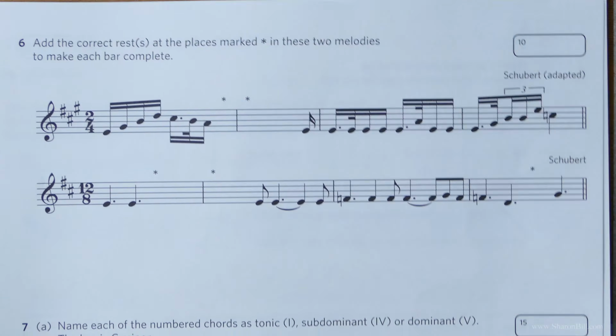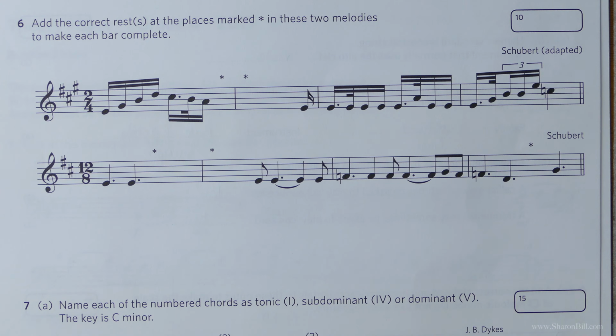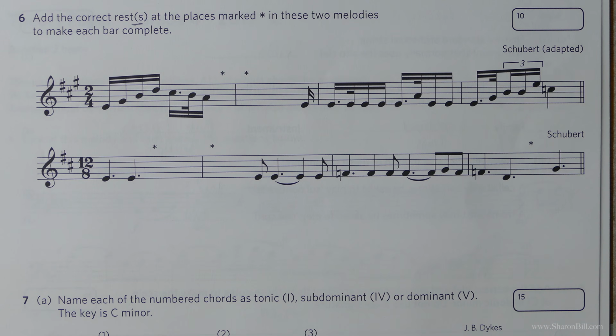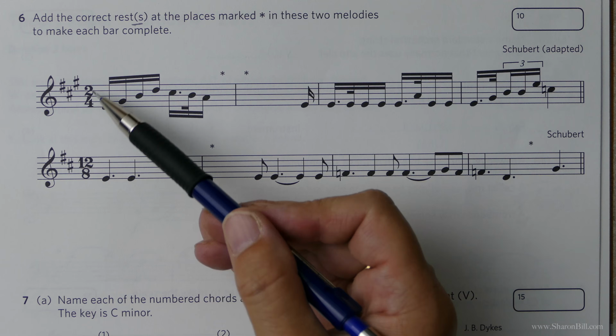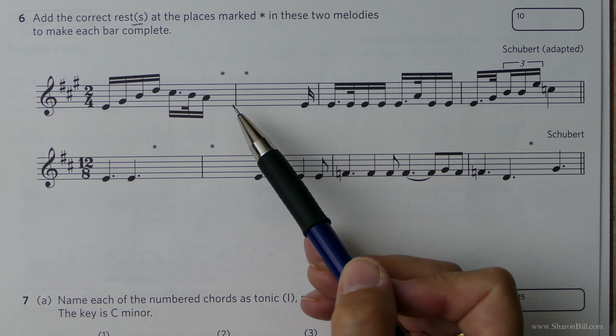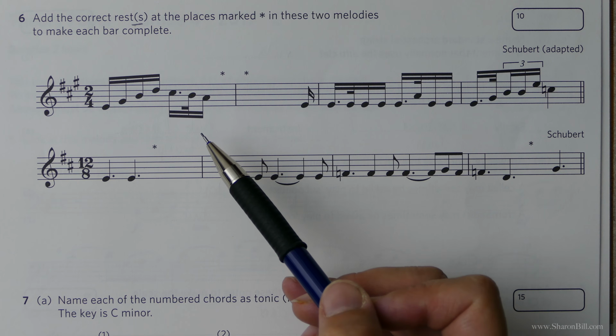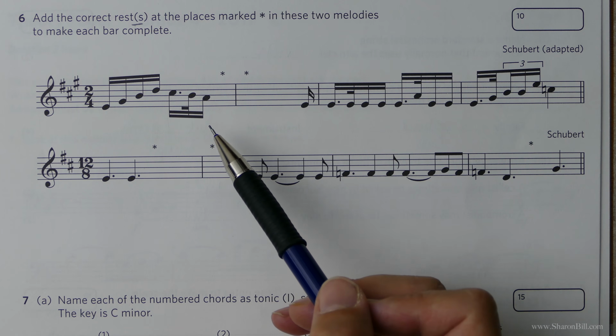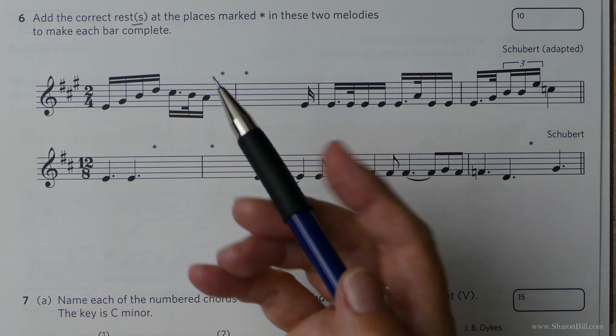Let's move on. If you turn with me to page 12, we'll look at question 6. Question 6 asks us to add correct rest or rests at the places marked with the star in the 2 melodies. There are 2 separate melodies, so watch out, there are 2 different time signatures, and that will reflect on how we complete the bar and how we organise the rests. If you remember, every new beat needs a new rest, just as you would if you were beaming or grouping the notes.